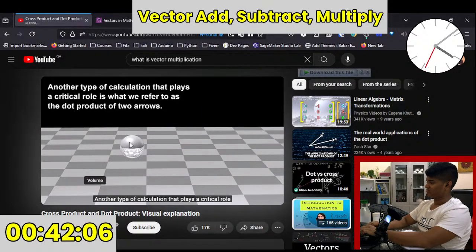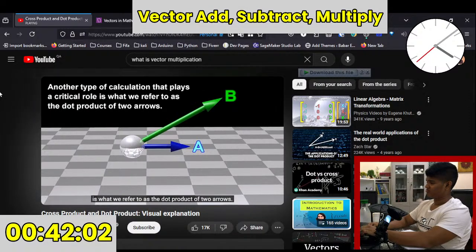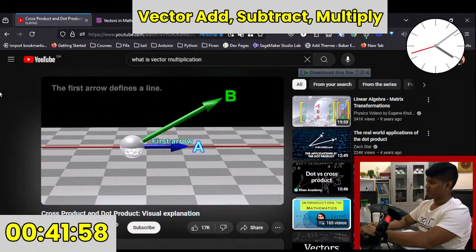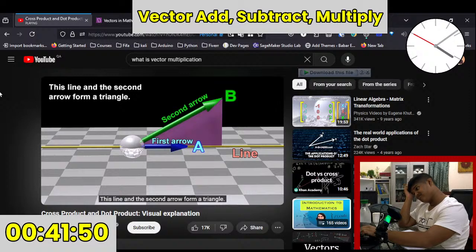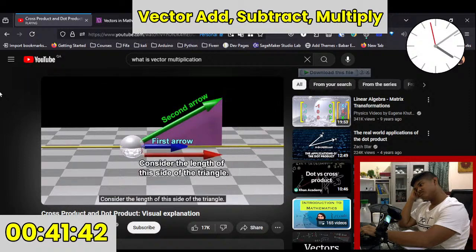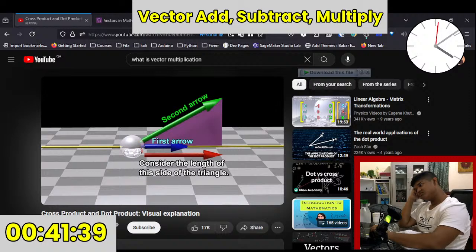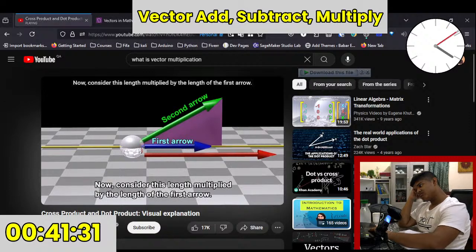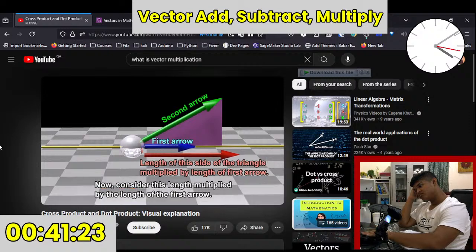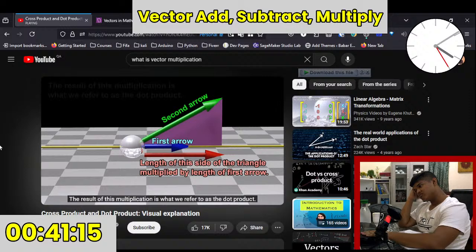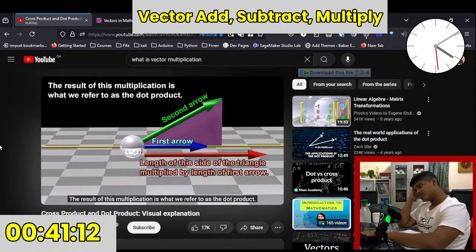Another type of calculation that plays a critical role is what we refer to as the dot product of two arrows. The first arrow defines a line. This line and the second arrow form a triangle. Consider the length of this side of the triangle. Now, consider this length multiplied by the length of the first arrow. The result of this multiplication is what we refer to as the dot product.